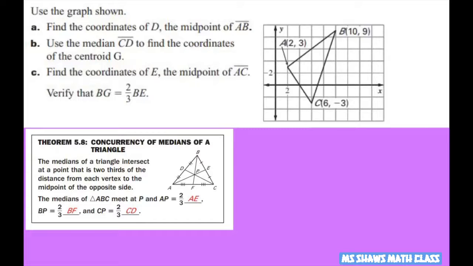Hi everyone, we're going to use the graph and find the midpoint of AB and call it D, and use the median CD to find the coordinates of the centroid G, find the coordinates of E, the midpoint of AC, and verify the distances. Basically our concurrency of medians of a triangle. So we're verifying this formula here.